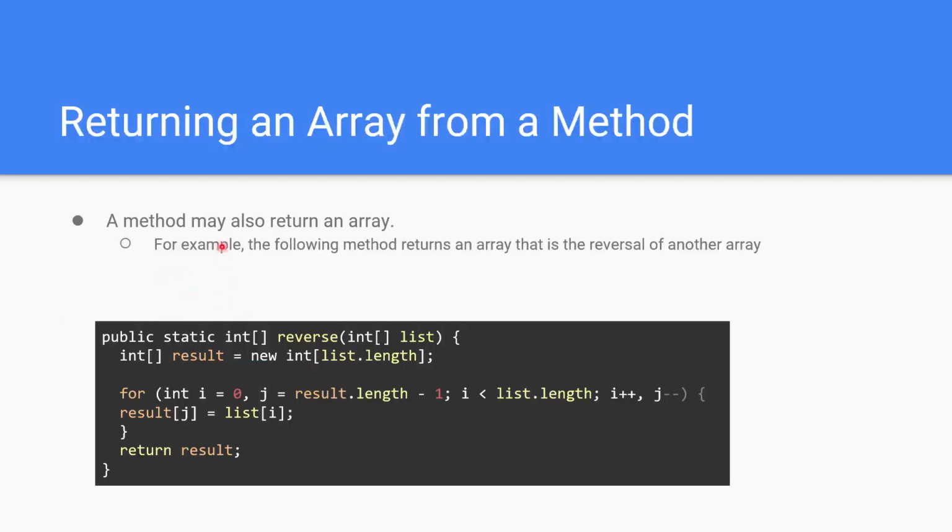So a method may also return an array. We can see down here that we have this header right here for our loop, and you can see this is a little fancy. It has the i's and the j's in there, interestingly enough. What we are doing here is taking a list and assigning it to a result. So we have these two arrays right here.